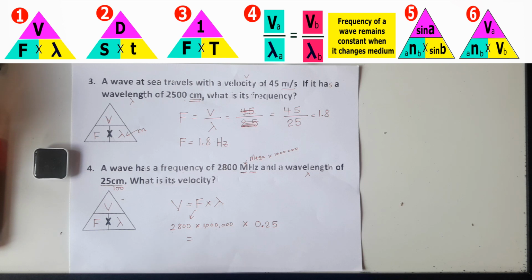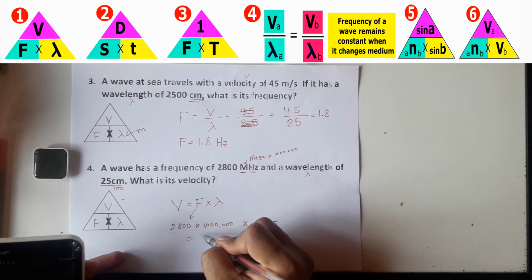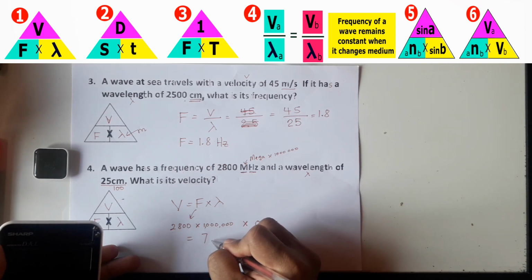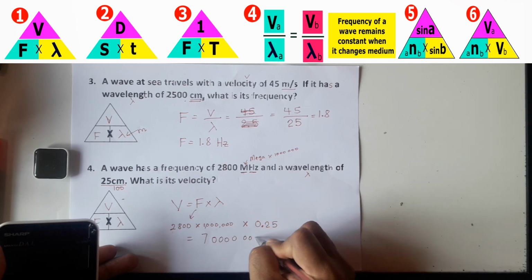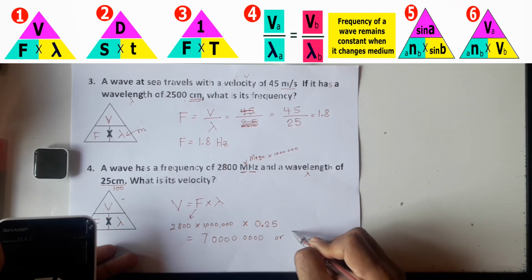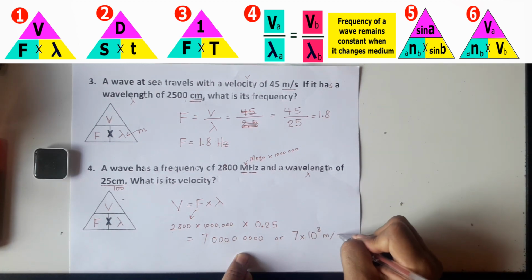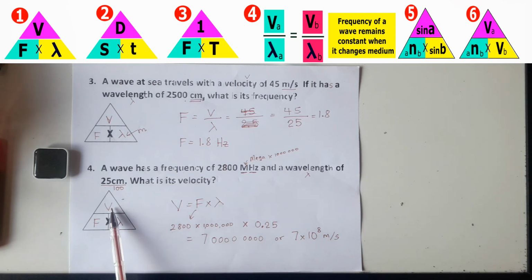2800 multiplied by 1,000,000 multiplied by 0.25. Ooh, that's a lot of zeros. This is 7 with how much? 1, 2, 3, 4, 5, 6, 7, 8. So it has 8 zeros. Or you can write it as 7 multiplied by 10 to the power 8 meters per second. Because if we use this formula properly with the correct units, our velocity will come out in meters per second.